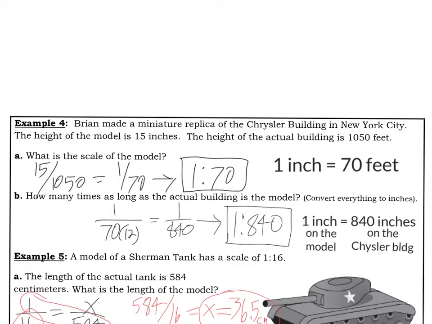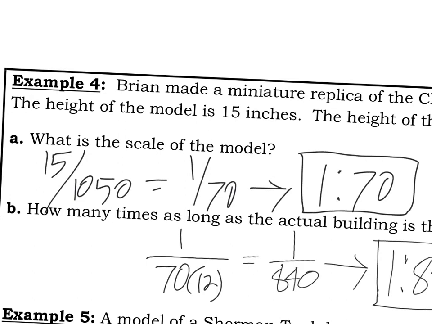Moving on to example 4, Brian made a miniature replica of the Chrysler Building in New York City. The height of the model is 15 inches. The height of the actual building is 1,050 feet. So what's the scale of the model? I just did the scale numbers on top over the actual numbers on bottom, and I simplified the fraction. So 15 inches over 1,050 feet will simplify to get 1 over 70.